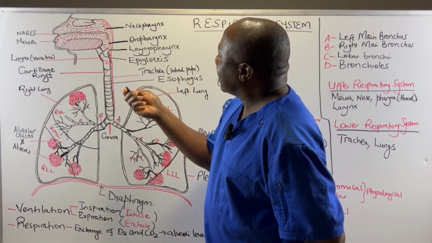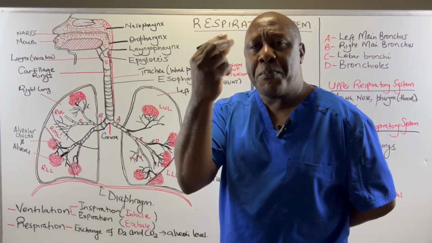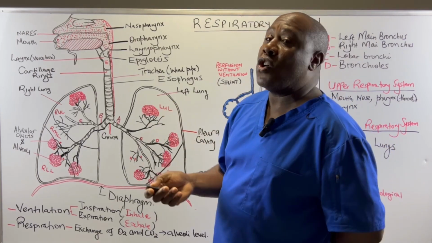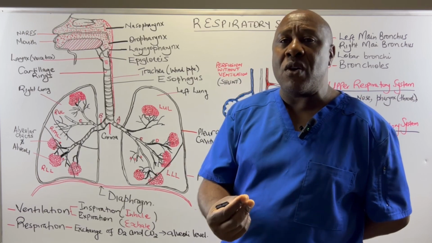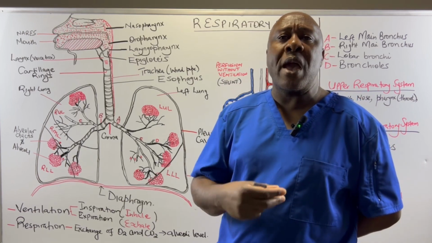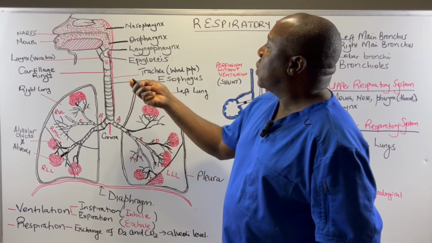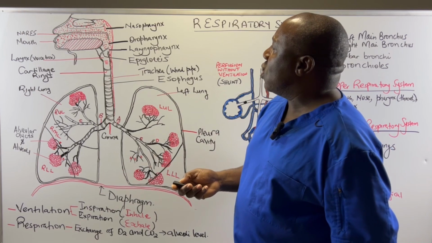Now, this larynx has got vocal cords. So when air flows through the vocal cords, then we have got the vocalization of air. So we produce sound. We are able to speak or we are able to produce sound as a result of air passing through this particular vocal cord.